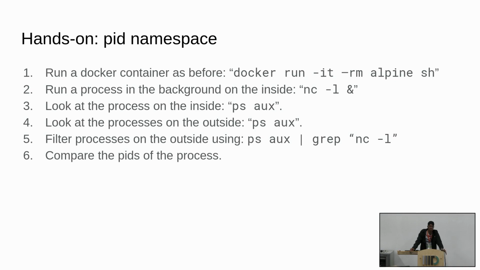Then when you search for the process using ps aux, there should ideally be only one NC, the one inside the container, and not something the system is running.